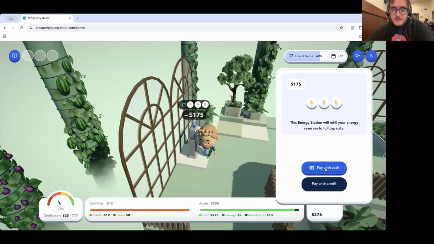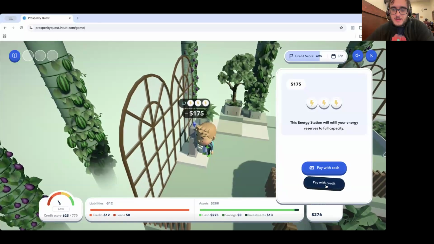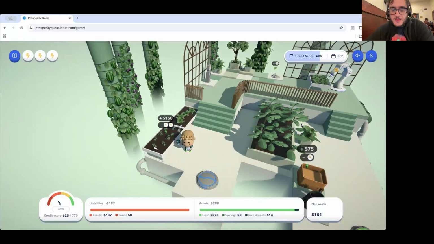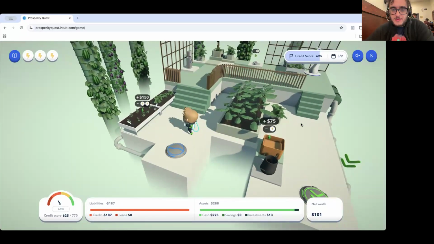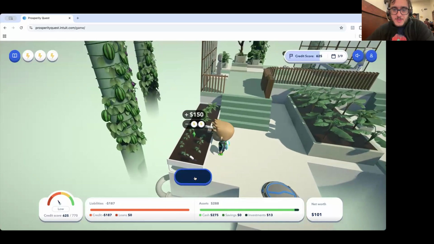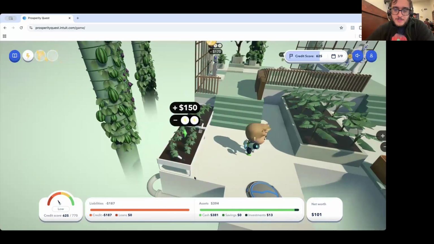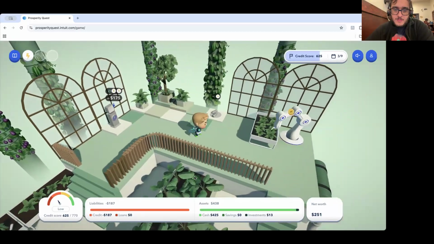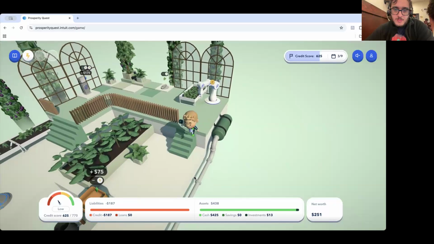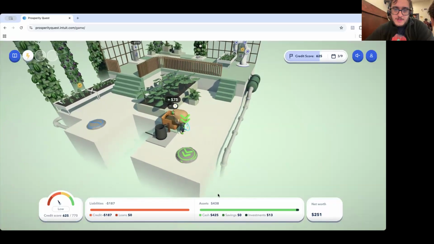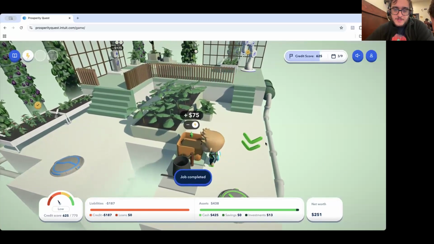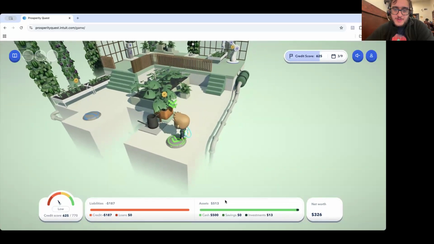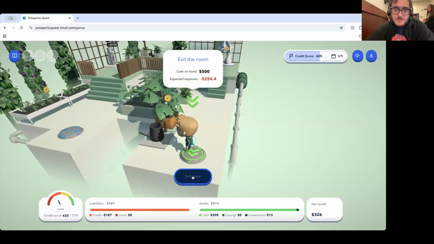I'm gonna pay with credit. Okay. Now I have 3 more. I'm gonna do this. Complete job. And then this. Okay, now my assets are at $513. Net worth is 326. Let's exit room.